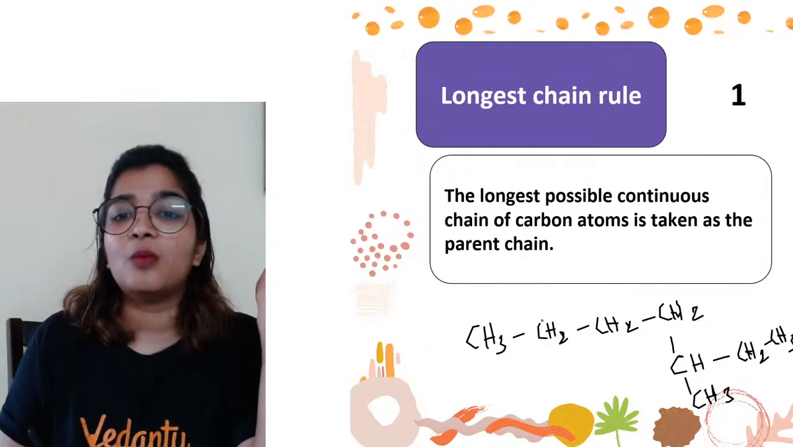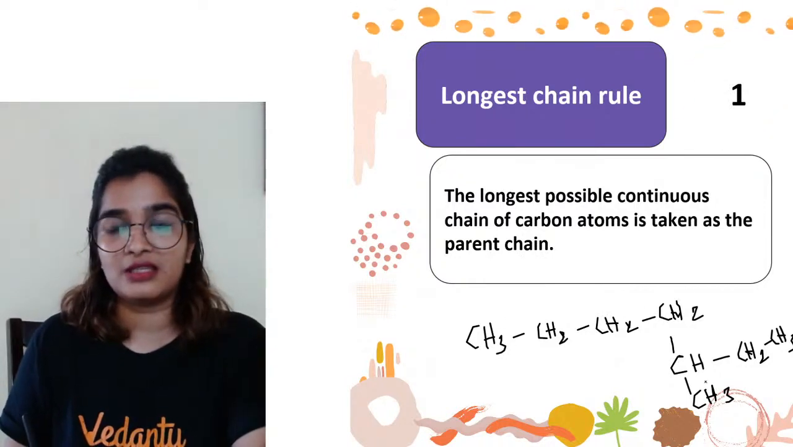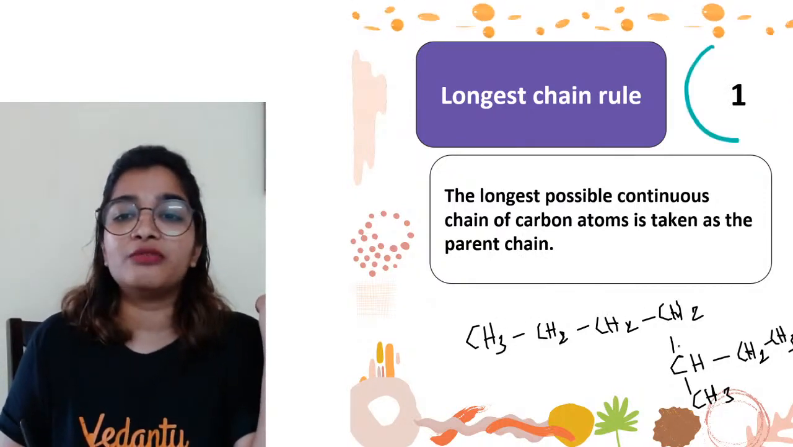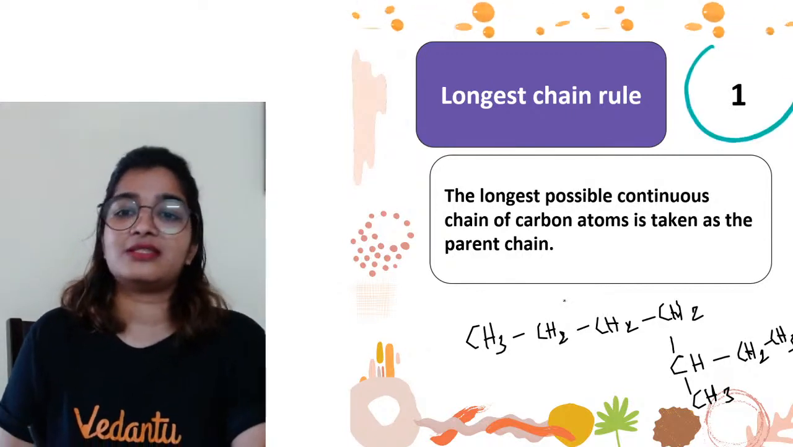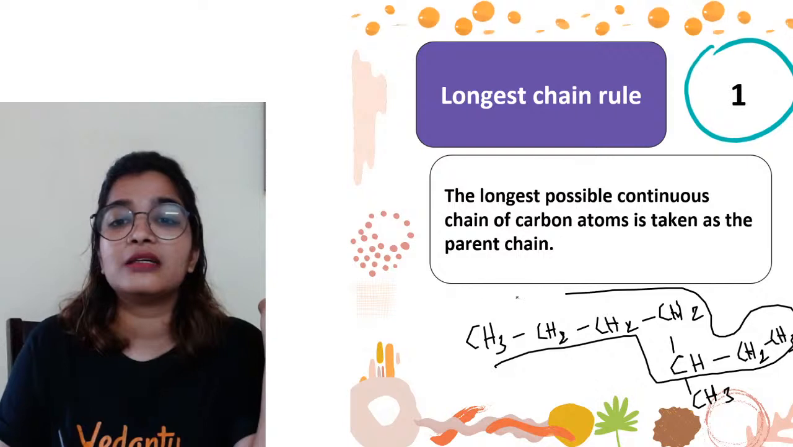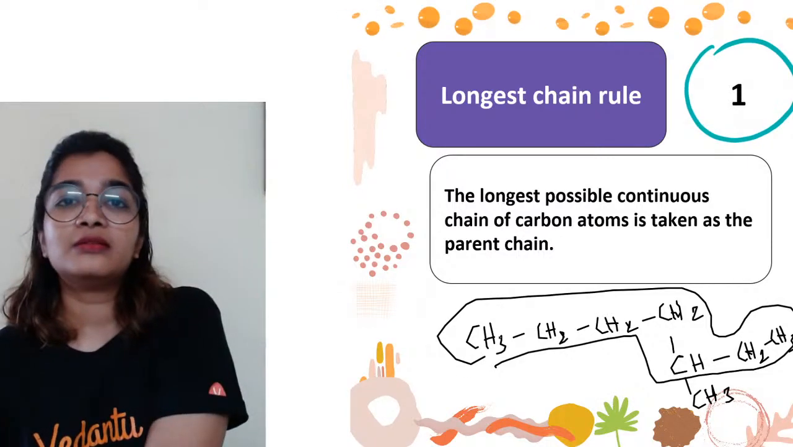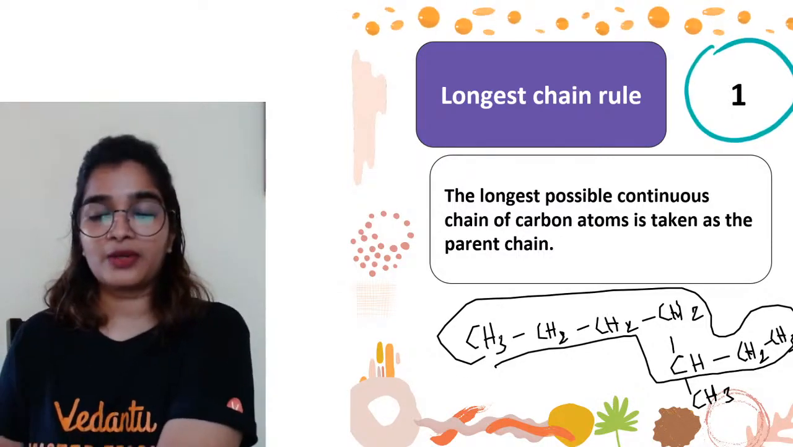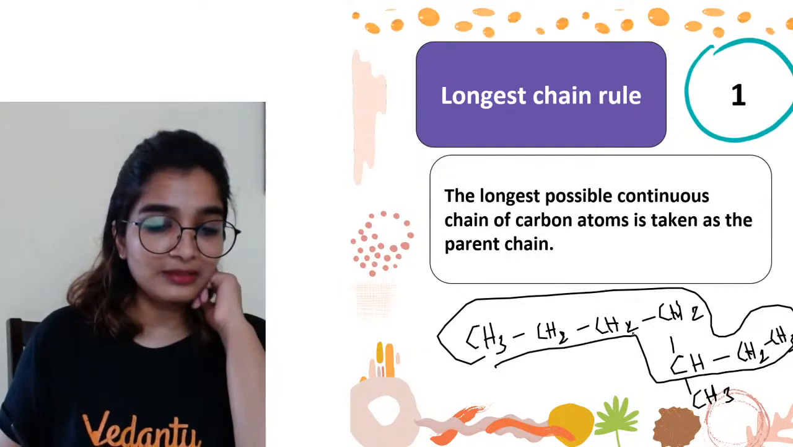Okay, for example, 1, 2, 3, 4, 5, 6. This is also possible. 1, 2, 3, 4, 5, 6. No, wait, this is 7, right? So obviously I need to choose this as the main carbon chain. Okay? Got it, everyone?